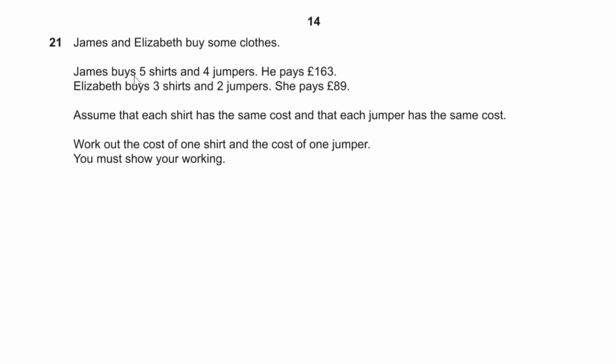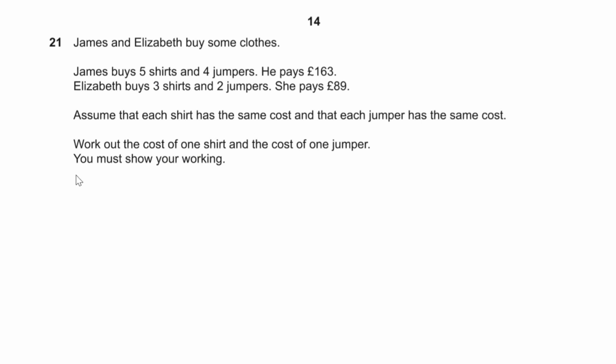Question number 21. James and Elizabeth buy some clothes. James buys 5 shirts and 4 jumpers. He pays £163. Elizabeth buys 3 shirts and 2 jumpers. She pays £89. Assume that each shirt has the same cost and that each jumper has the same cost. We have to work out the cost of one shirt and the cost of one jumper. You must show your working.